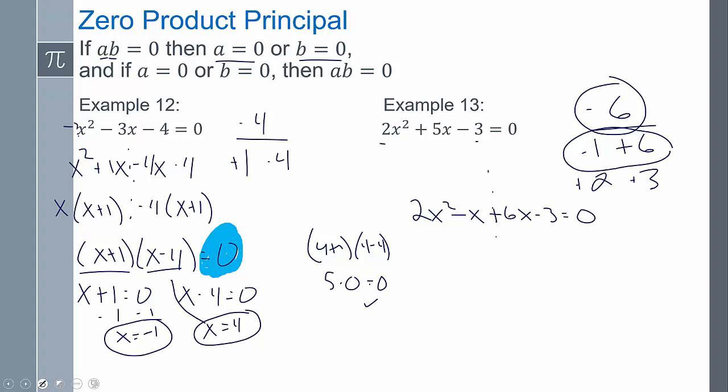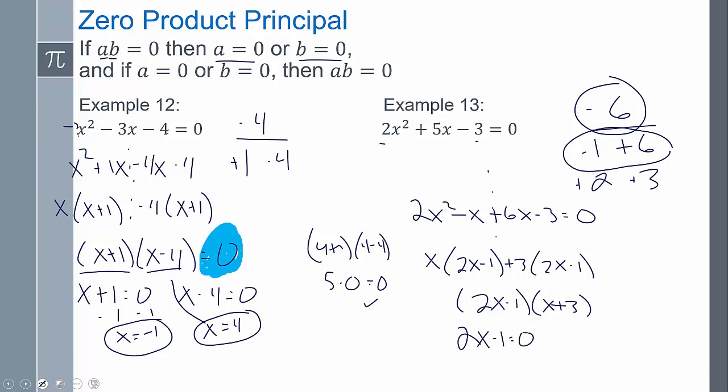Factor by grouping. x times 2x minus 1. Factor by grouping here. We're going to get a 3 in common. So I get plus 3 times 2x minus 1. So whatever's the same, whatever's in front. So now I could set each one equal to 0. So add 1, divide by 2, you get x equals 1/2. Minus 3, you get x equals -3. So those are my values.